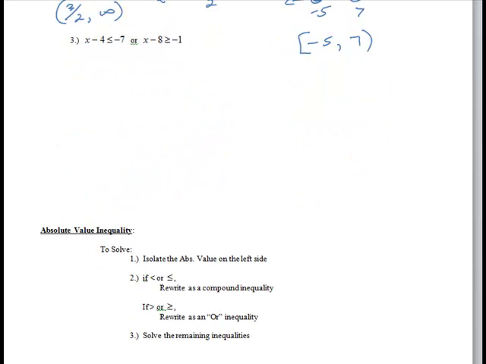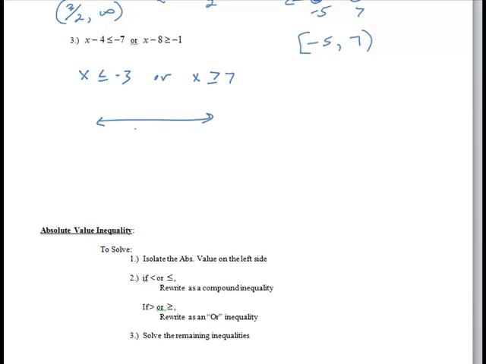And example 3. Two inequalities linked together with the word OR is an OR inequality, so just solve each inequality. The first one, add 4 to both sides. X is less than or equal to -3. Or the second inequality, add 8 to both sides. X is greater than or equal to 7.